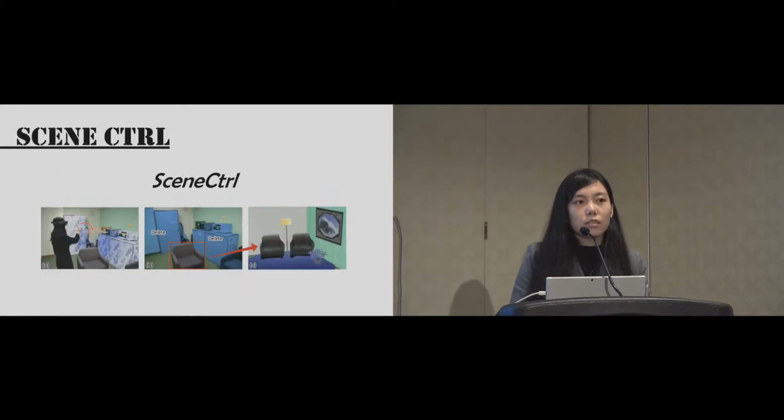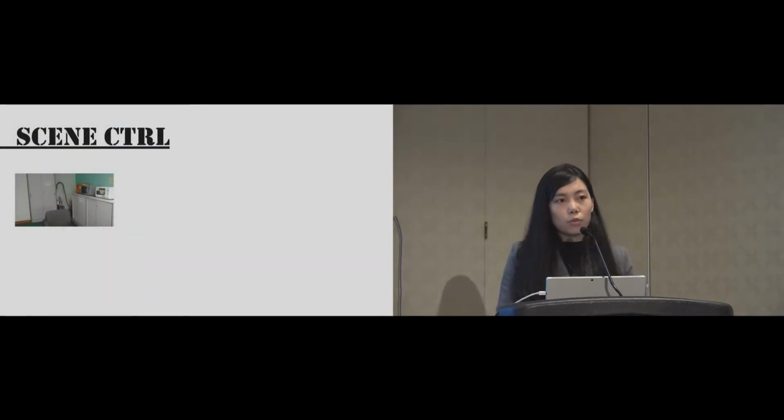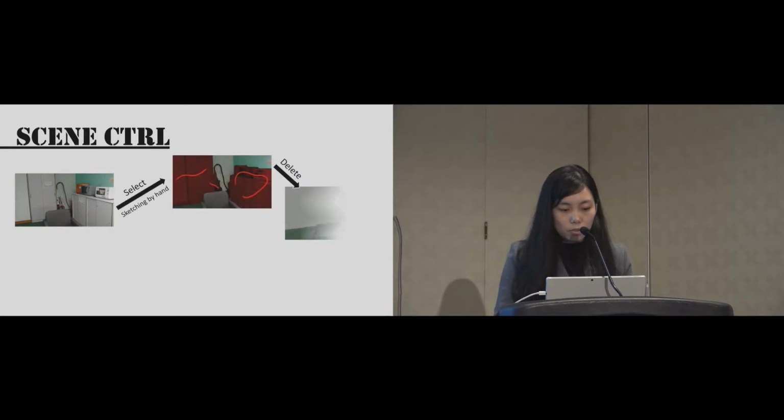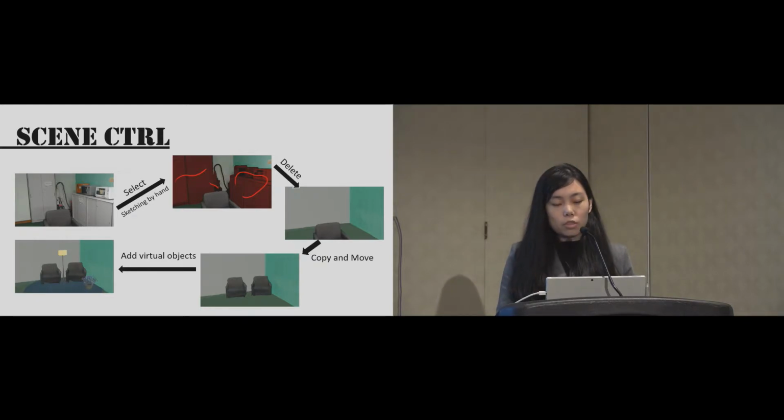And the answer is SceneCtrl. We allow users to delete, move, and copy the real objects in HoloLens. So here is a sample of the editing. First, we could select the real objects by sketching and then delete them. Then we could copy and move the sofa. And finally, we could add more virtual objects. Then we could redesign this room into a totally different appearance.